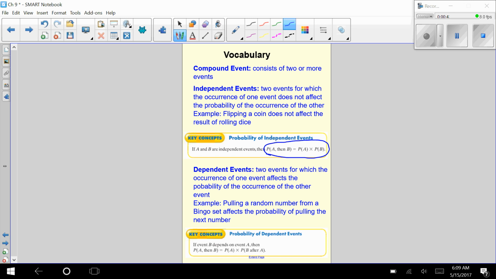Dependent events are two events for which the occurrence of one event does affect the probability of the occurrence of the other. For example, if I pull a random number from a bingo set, that affects the probability of pulling the next number. So if two events are dependent, then the probability of one and then the other is the probability of the first times the probability that the second occurs after the first. And I'll show you what that means when we get to an example.